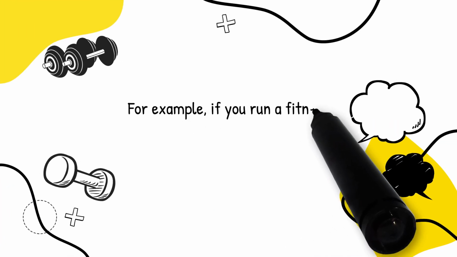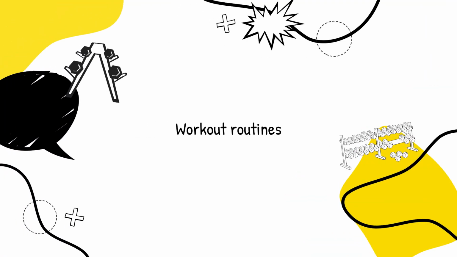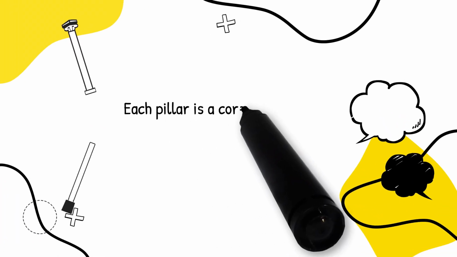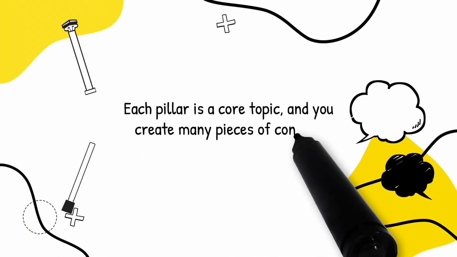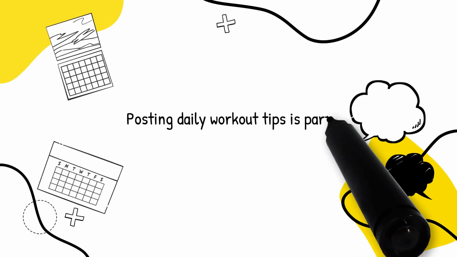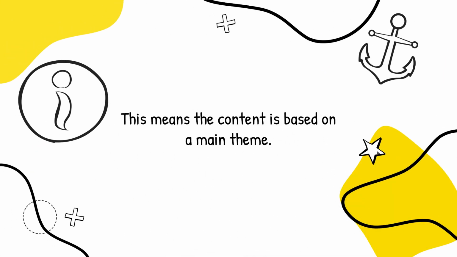For example, if you run a fitness page, your content pillars might be workout routines, healthy diet, motivation. Each pillar is a core topic, and you create many pieces of content under each one. For example, posting daily workout tips is part of a fitness content pillar. This means the content is based on a main theme.